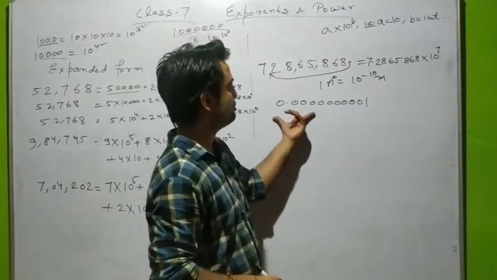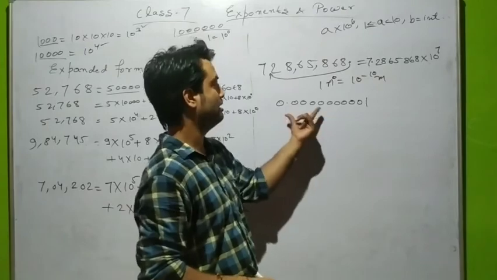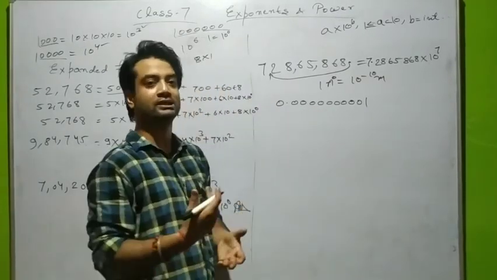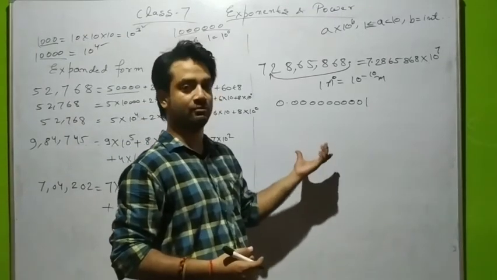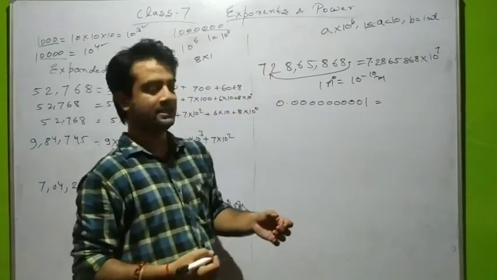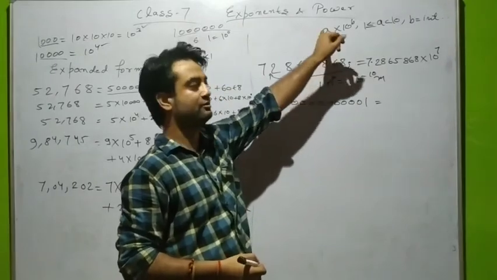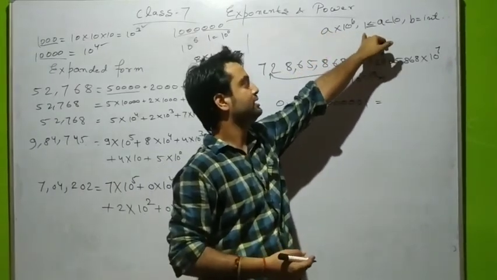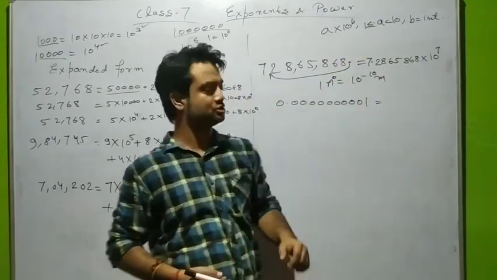Now suppose you want to write this number in standard form. This number is also very difficult to write, so we need to find a way to write it in standard form. Again, since this number is smaller than 1, the rule is the same. We have to write it in the form A into 10 raised to the power B. A should be in this limit and B should be an integer.